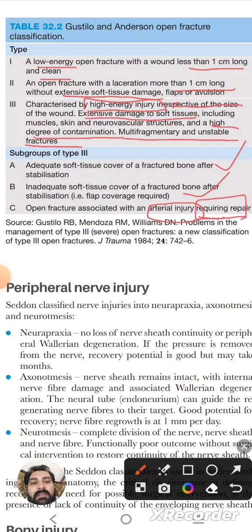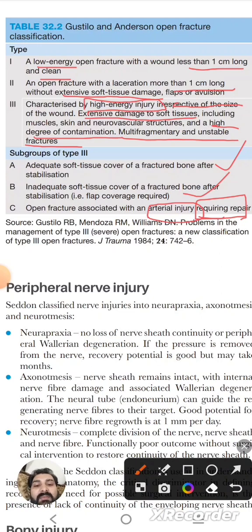The important thing to note is that it must require repair. For example, if there is an ulnar artery injury associated with an open fracture of the ulna, will it be type 3C? No, because the ulnar artery does not need repair. The hand can survive on the radial artery alone. Similarly, if there is a fracture of the tibia with a dorsalis pedis artery injury, will it be type 3C? No, because the foot can survive on the posterior tibial alone.